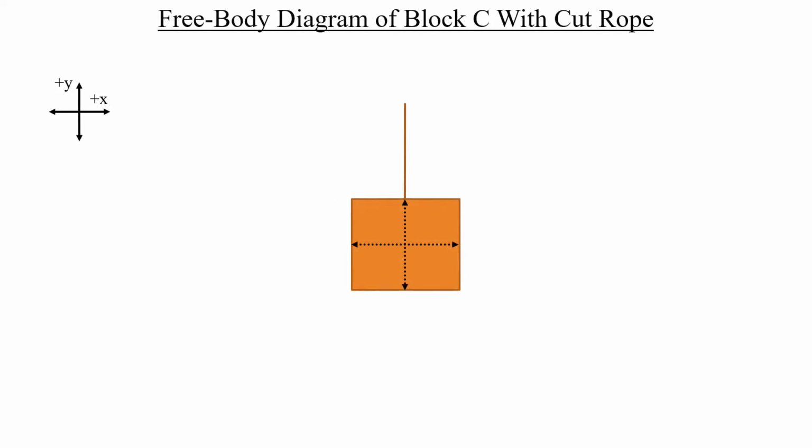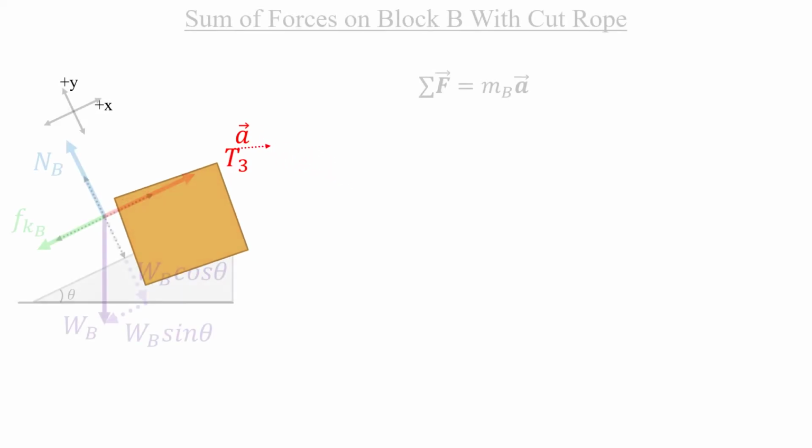The weight remains the same, of course, but we need to exchange the previous tension of T2 with tension 3 now, and add an acceleration vector pointing down off to the side. That's all. The last step is to do the sum of forces analysis again and solve for the new acceleration. Let's bring block B back into focus.